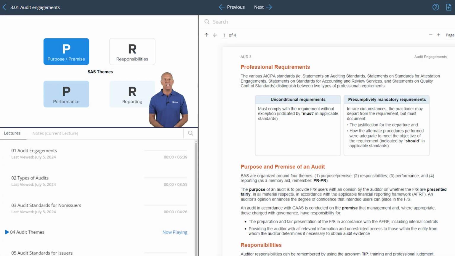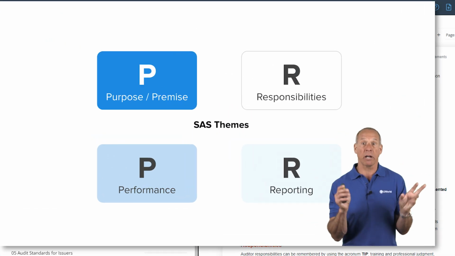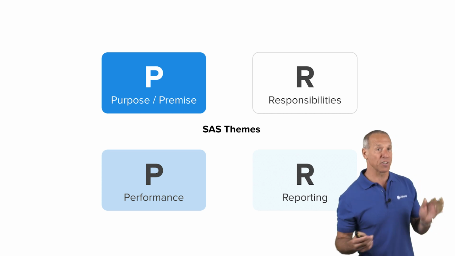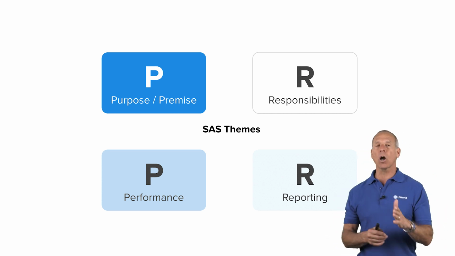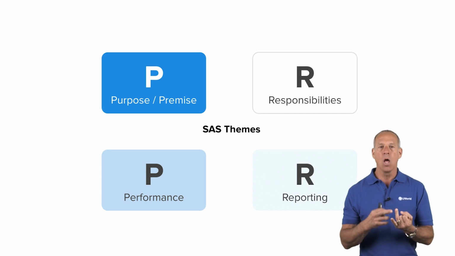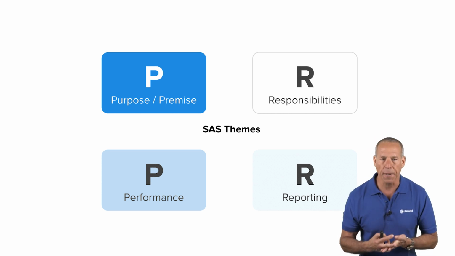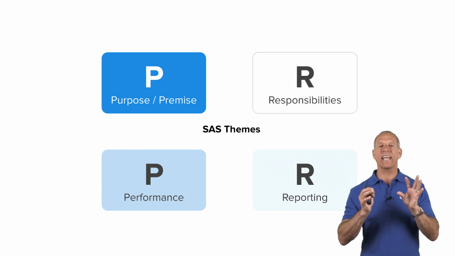Now the SAS themes are organized around these four, which again, is a memory aid or mnemonic, PR, which is RP backwards if you want, Roger Phil. I'm going backwards, PR. So PR is purpose or premise, responsibilities, performance, and then reporting. And again, this is how the SASs are organized.